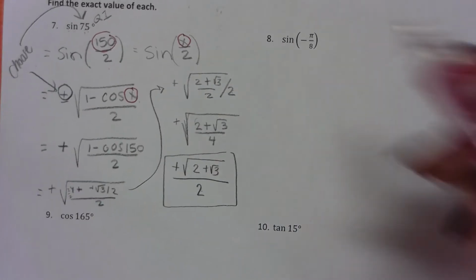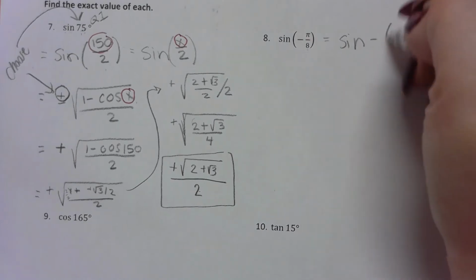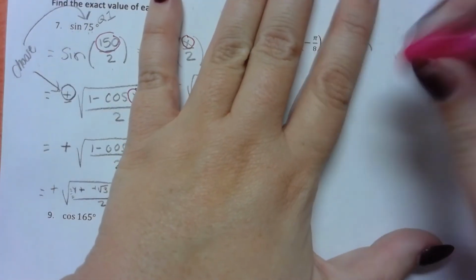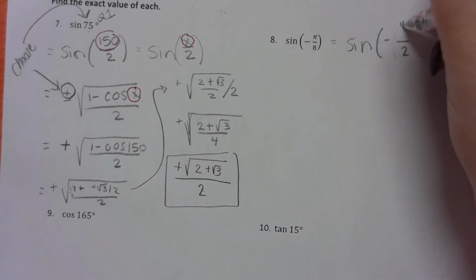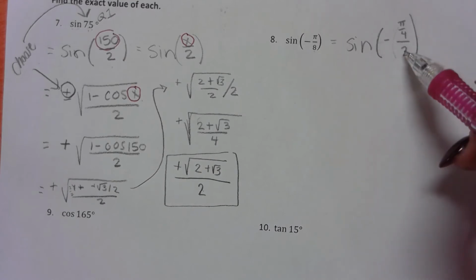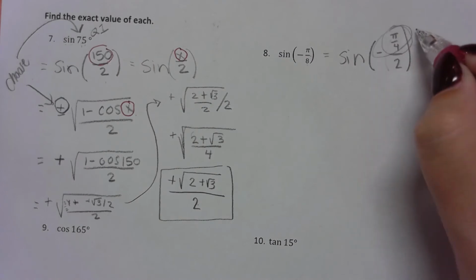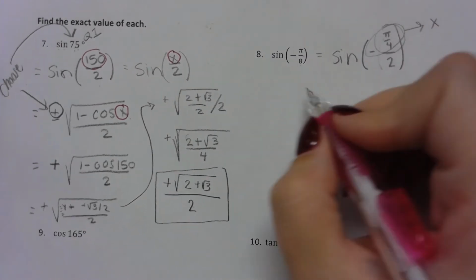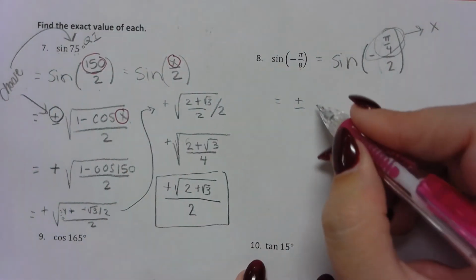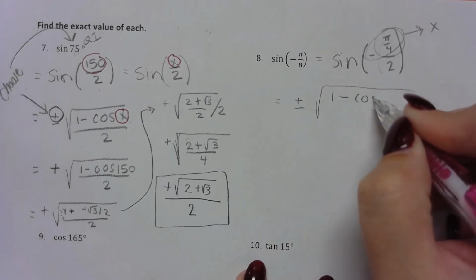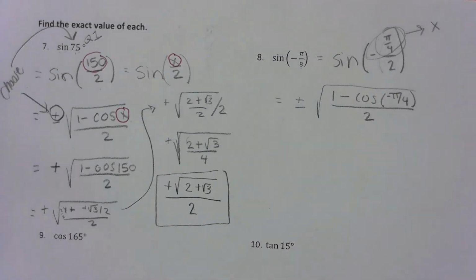Okay, sine of negative pi over 8. So let's rewrite this as sine of negative something over 2. Well, pi over 4 divided by 2 is going to give us pi over 8. So that's telling us negative pi over 4 is going to be the x. So we have sine equals plus or minus the square root of 1 minus cosine of x, which is negative pi over 4, all over 2.